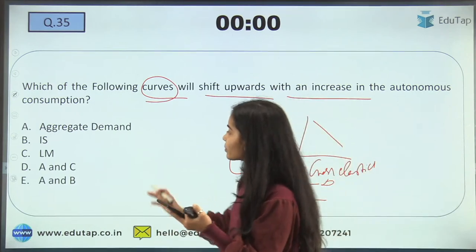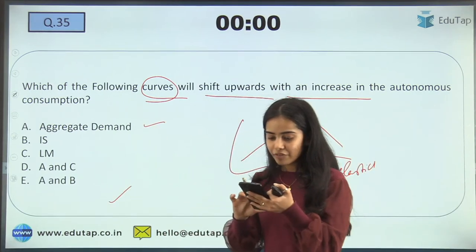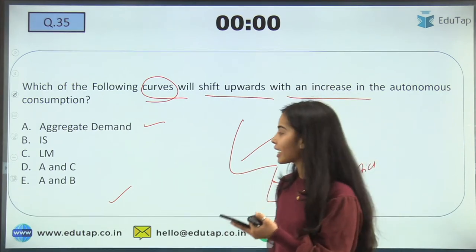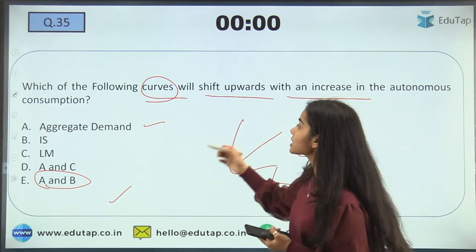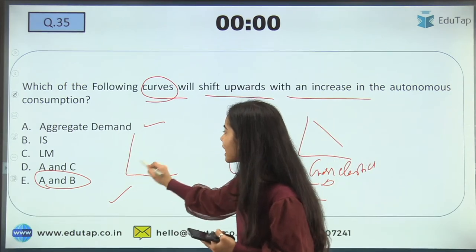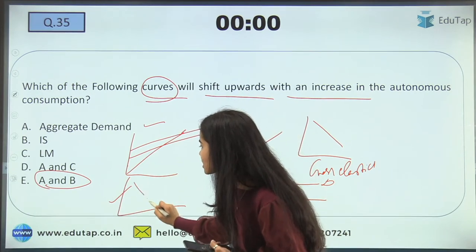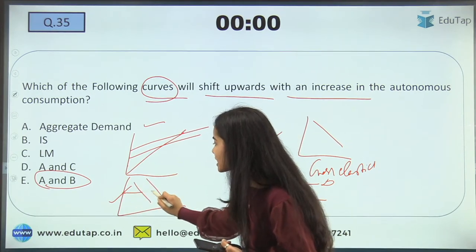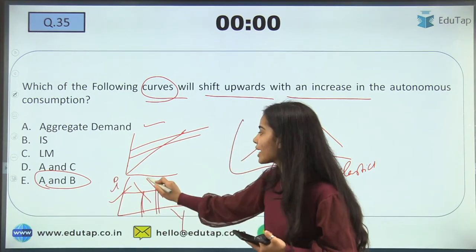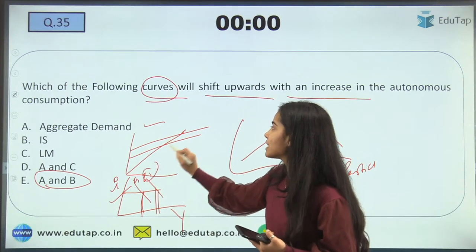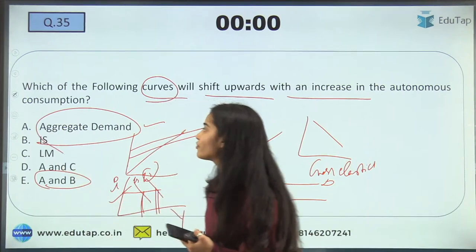Okay, I'm getting mixed answers here. Some are saying A, some are saying E, and Naveen has said the right answer, Nitish has said the right answer. It is A and B both. So when the autonomous consumption increases, what will happen? The aggregate demand will shift upwards, and due to that, the IS curve will also shift upward because at the same interest level, the income will increase. So the IS curve will shift upward as well as the aggregate demand curve. Both of them are shifting upward.